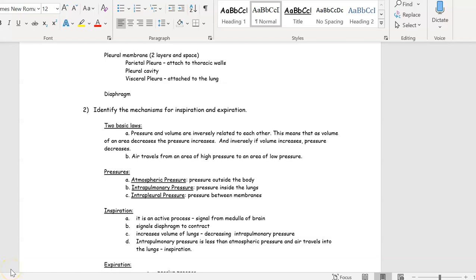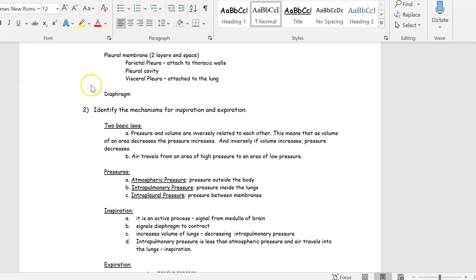In this video, I am going to go over parts of the respiratory lab that you have notes for, but I want to go through a more detailed explanation so you'll hopefully have a better understanding of it for the test. So I'm going to start up here with the pleural membranes.